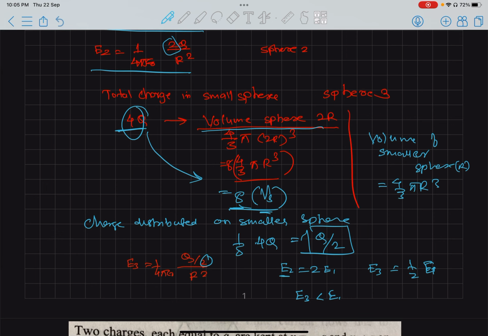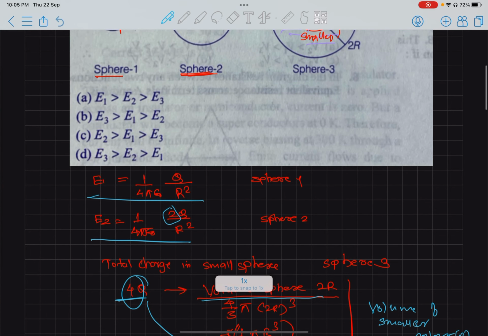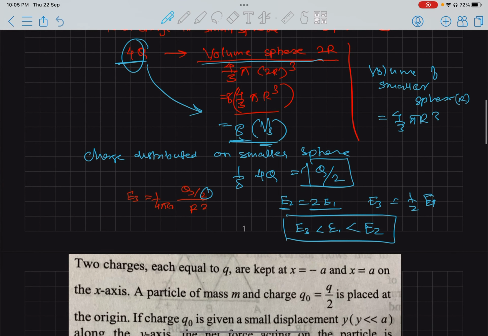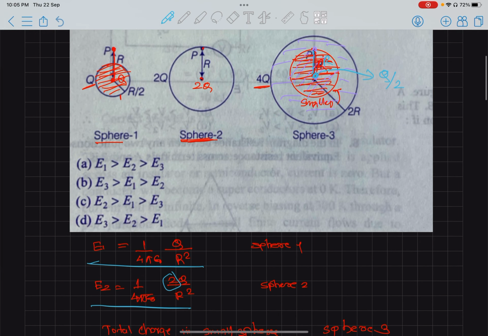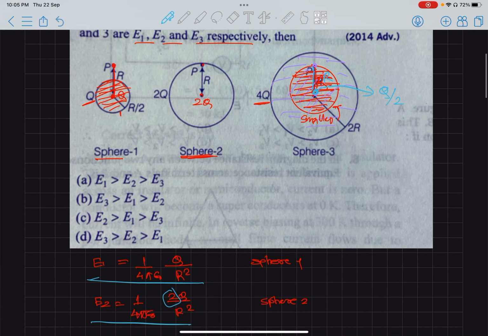But E2 is 2 times E1. So E2 is larger than E1. So this is the answer: E2 greater than E1 greater than E3. So option C is correct for this problem.